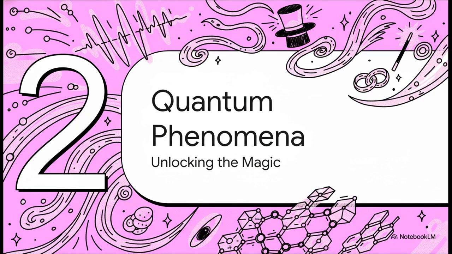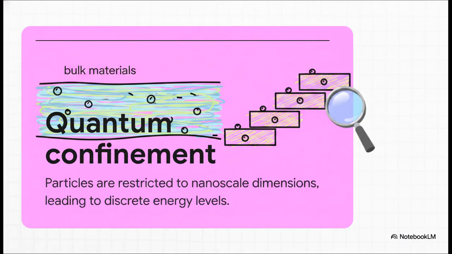Moving on to part 2, quantum phenomena unlocked. So our first major concept is quantum confinement. You probably know that in bulk materials, energy exists in these continuous bands. Electrons can kind of just roam freely within those ranges. But when you squeeze particles down into nanoscale dimensions, you're literally restricting their movement. Because of this, their energy bands actually break down into distinct stair-step levels. They can be on one step or the next step, but absolutely nowhere in between.